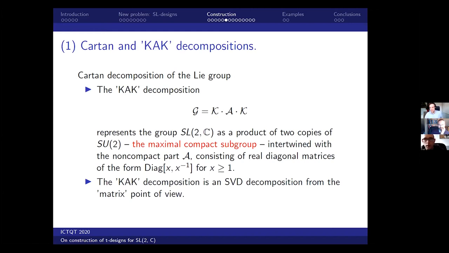In the case of SL(2,C), this Cartan decomposition is in fact the singular value decomposition. So x is a singular value. Since we are talking about the SL group, the singular values are inverses of each other. So one singular value is x, the other is the inverse of x. You can just permute the singular values, so the one which is bigger than one is on the top and the other is on the bottom. Without loss of generality, you can take it to be like that. Okay, thanks. Thank you for the clarification, Janusz.